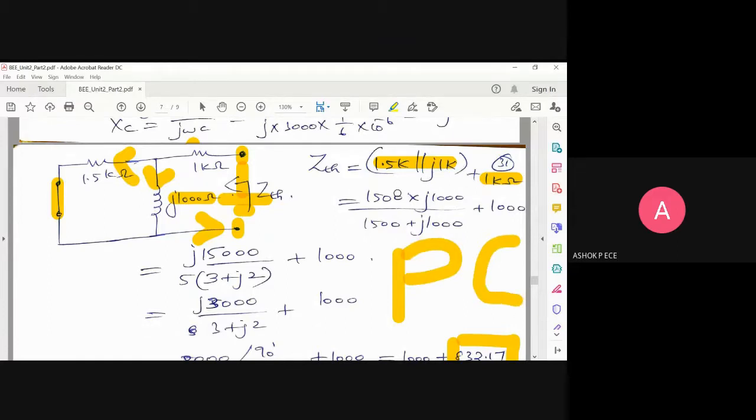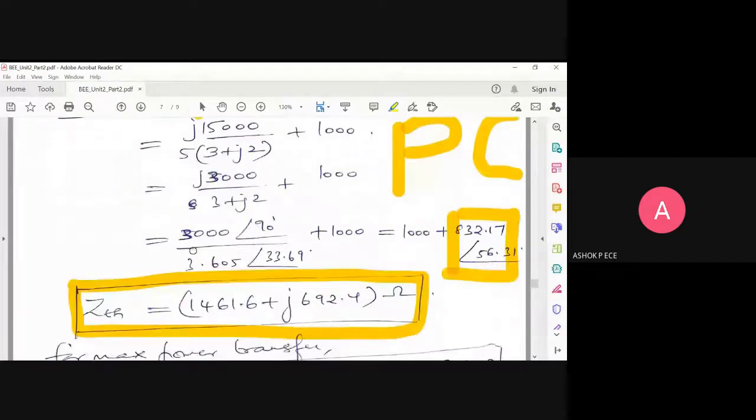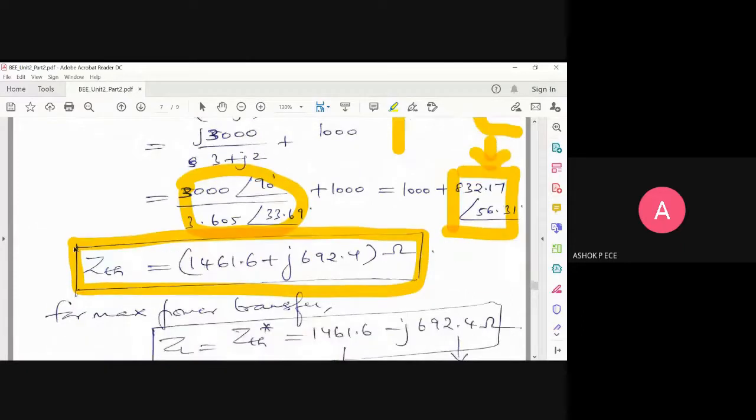Here you see, I am multiplying and I am dividing, so I am doing everything in polar format. When I am adding, I cannot add one polar format and one complex number. So I have to convert everything into complex number format for adding. That is what I am doing. So I'm writing ZTH as 1461.6 plus j692.4 ohms. And this is your ZTH.